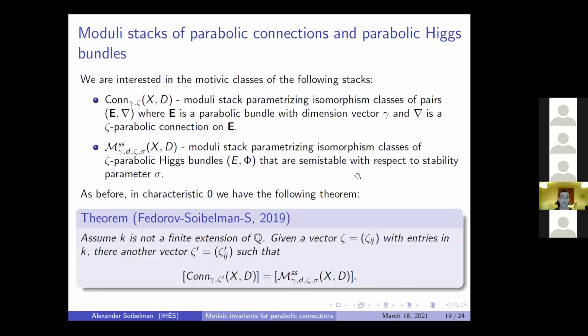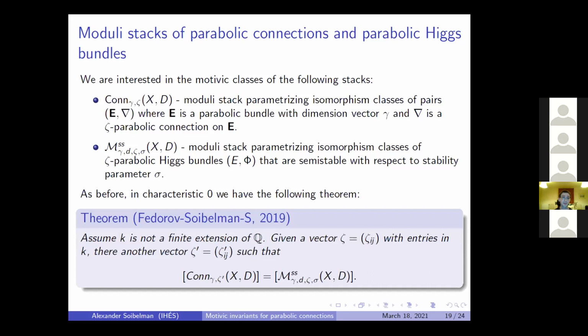So again, to fix notation, Con_{γ,ζ}(X,D) is going to be the moduli stack parameterizing parabolic bundles with zeta parabolic connections. And I'm fixing both the dimension vector, so that fixes all of the dimensions of the subspaces and the rank of the vector bundle. And I'm fixing the zeta, which is sort of the vector consisting of the eigenvalues, if you will, of the residues of the connection at the fixed points in B.